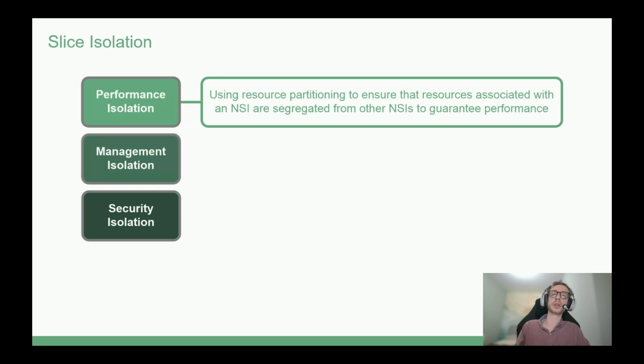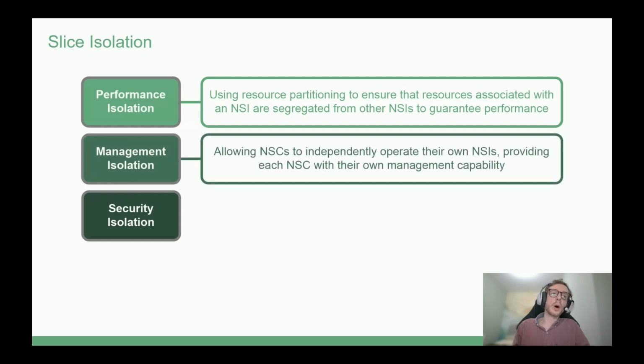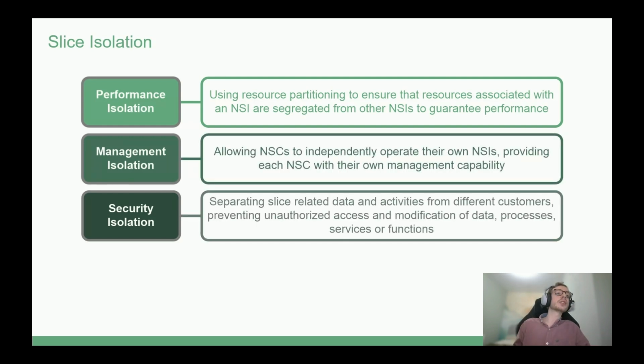So some network slice customers may like their own network slice because it allows them to independently manage and configure. If we have two customers utilizing the same network slice, there may be issues when it comes to configuration and clashes about configuration. And finally, what we've got is security isolation. So this is a separation of slice for security purposes, such as preventing unauthorized access, or reducing the modification of data, processes, and services and functions, as it says on the screen.